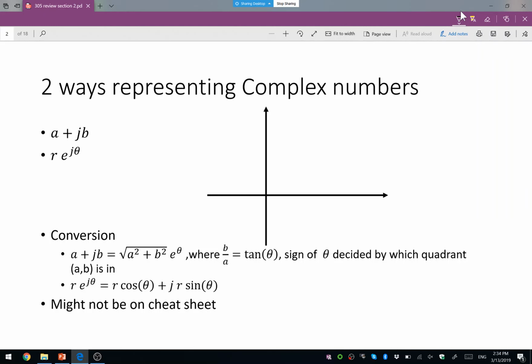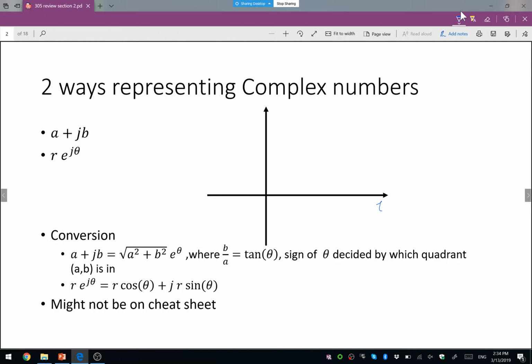So let's visualize what is going on here. If this is the plane, and this is not x and y, this is actually the real axis and the imaginary axis. One complex number is one location inside this plane. If we use the coordinates to represent that, we're going to use the first form. So the length here should be a, and the height here should be b.